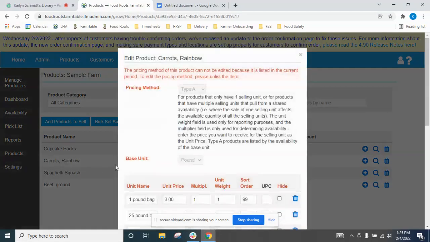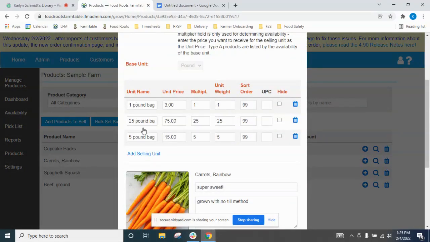On a type A product, you're going to have one or multiple units for sale, and each of these is going to pull from the same shared availability. In this case, I have a 25-pound bag, a 5-pound bag, and a 1-pound bag. So if I set my availability as 100 total pounds, when someone purchases 25 pounds, that availability is going to change to 75 total pounds.